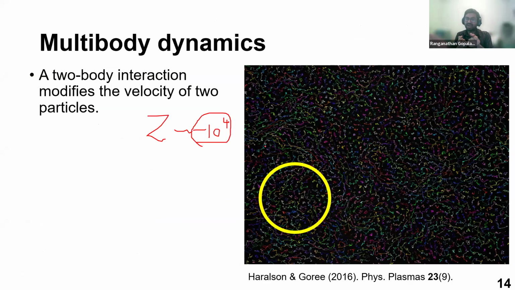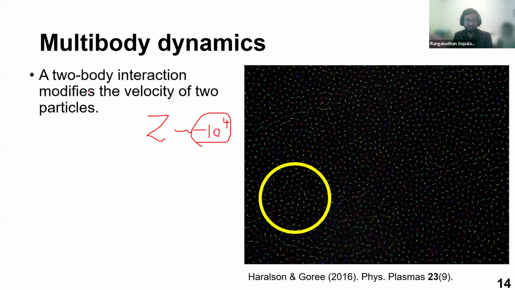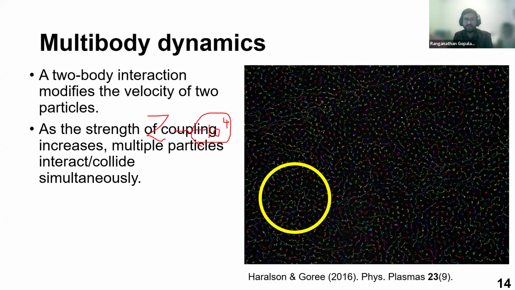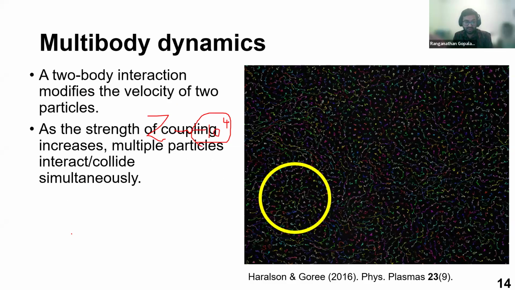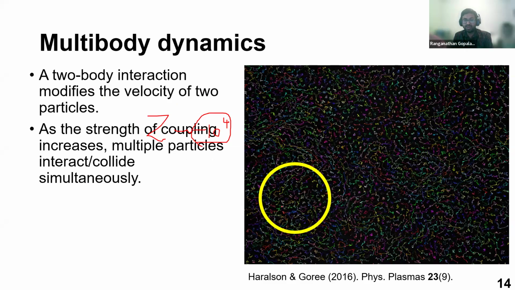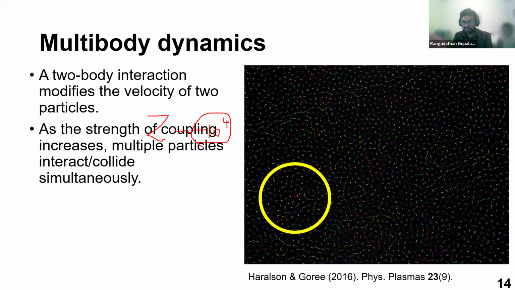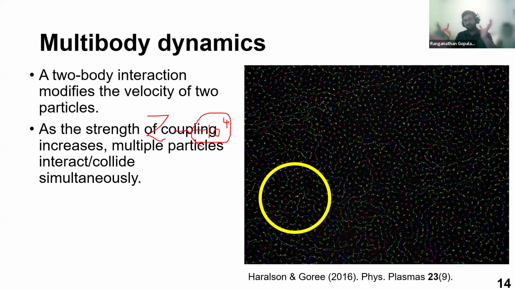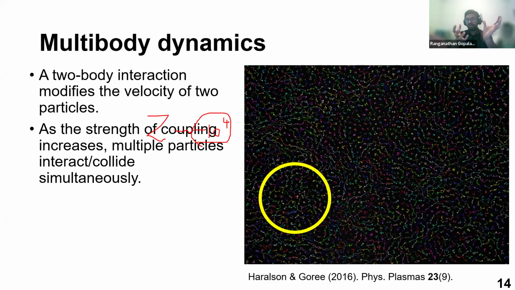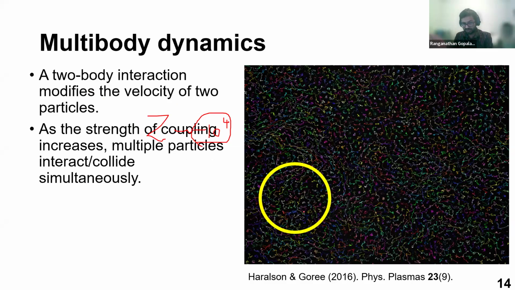They might just scatter off of each other from a distance. Now, you know that a two-body collision modifies the velocities of two particles. We are asking the question: as the strength of this force between them, or the coupling between them, increases, not only two particles, but multiple particles might collide with each other simultaneously. It's like a multi-car collision. They all scatter off their momentum and they all repel away from each other. So that happens in these types of systems.